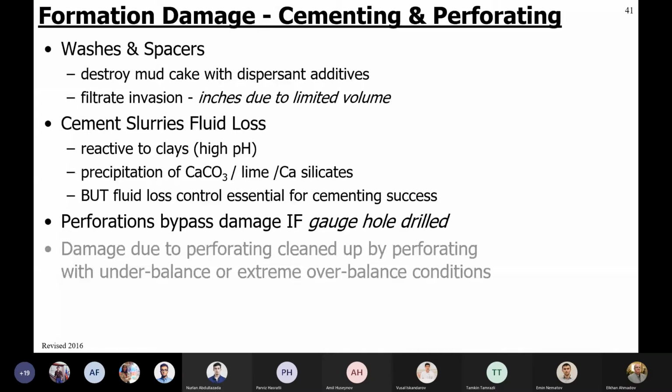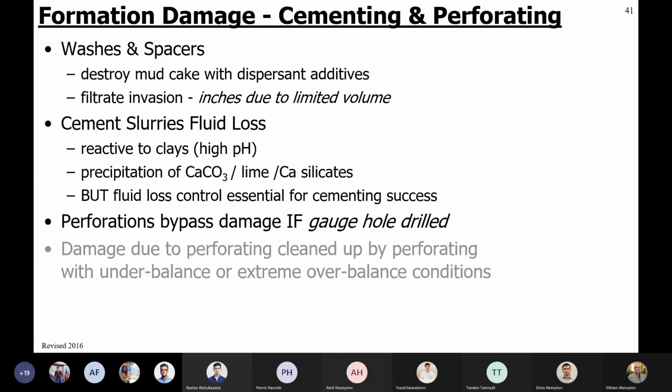water-bearing layers above or below the reservoir, and that means we may have a channeling effect when the so-called third-party waters will be channeled into the wellbore, so we will lose the well productivity in a very short time. So therefore, for cementing success, fluid loss control is even more essential.